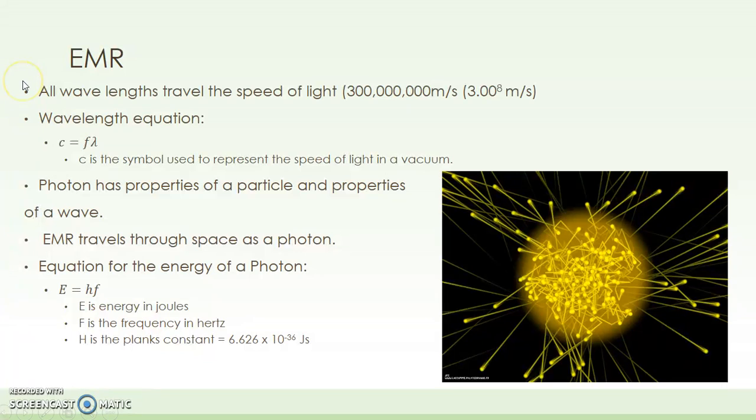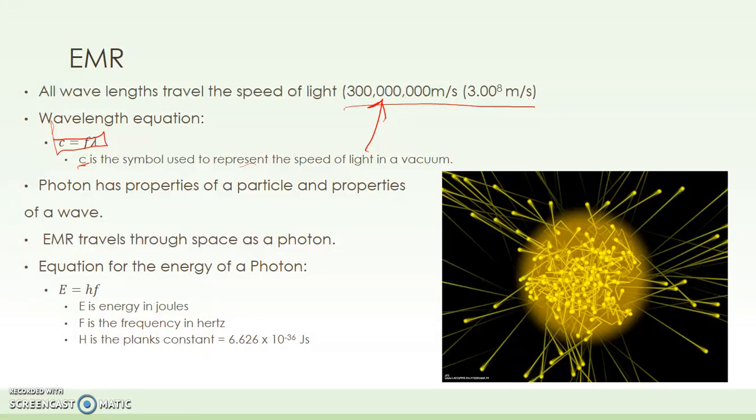For electromagnetic radiation, basically all wavelengths travel at the speed of light, and there is a value for the speed of light, which is 3.00 times 10 to the 8th meters per second. That is very, very, very fast. Here is the wavelength equation that you're going to see in some of your practice problems in just a second. Remember that c is the symbol that represents the speed of light in a vacuum. So if you see c, this is the number that you are going to use in that equation.